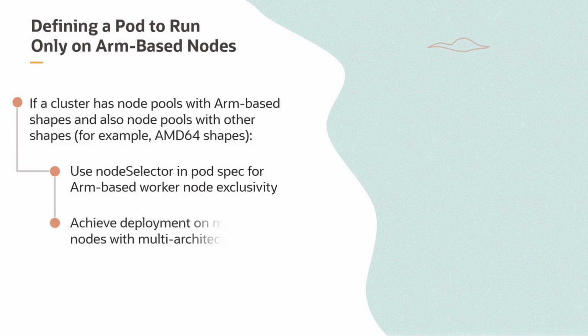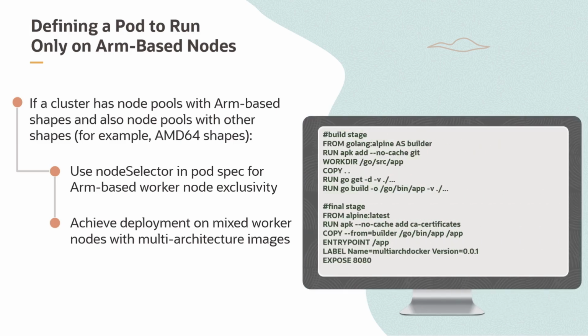If you want to deploy an application on both ARM-based and non-ARM-based worker nodes in the same cluster, you must use multi-architecture images, sometimes known as manifest lists, which are stored in an Open Container Initiative compliant registry like Oracle Cloud Infrastructure Registry. This is an example of a manifest list, which contains multi-architecture images.